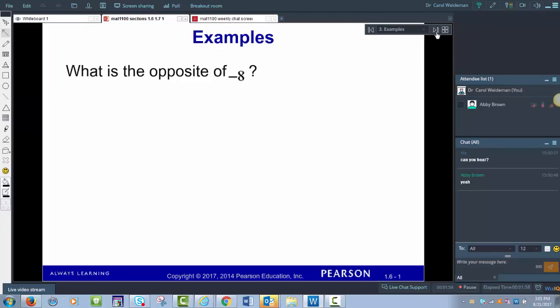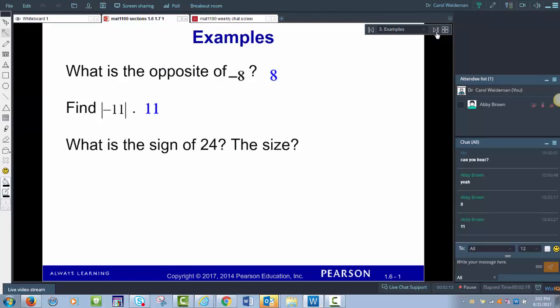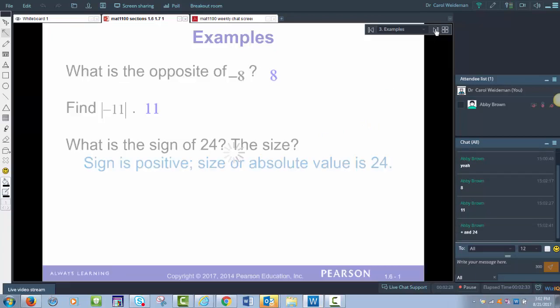So let's take a look at some example problems. What is the opposite of -8? If you want to answer them, Abby, that's fine, or I can just click and show the answers. The opposite of -8, remember, would have the opposite sign, so it would be 8. And then how about the absolute value of -11? Again, we're talking about the distance from 0. What is the sign of 24 and the size? I didn't mention before, if there's no sign in front of 24, we assume that it's positive. Normally if it's positive, we don't write the positive in front of it.